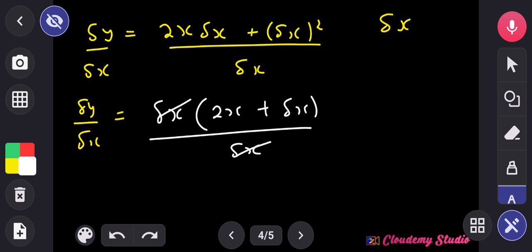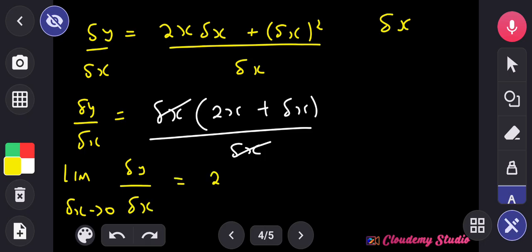We are going to be left with what? We are going to be left with delta y divided by delta x equals 2x plus delta x. The next thing is to take the limit as delta x tends to 0, which means we are going to take the limit of delta y upon delta x equals 2x plus delta x.